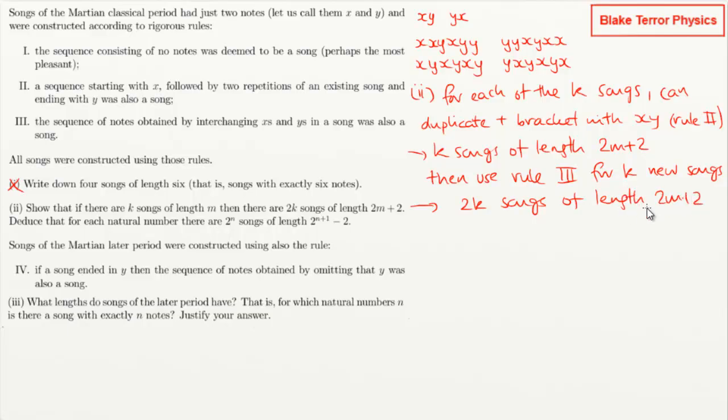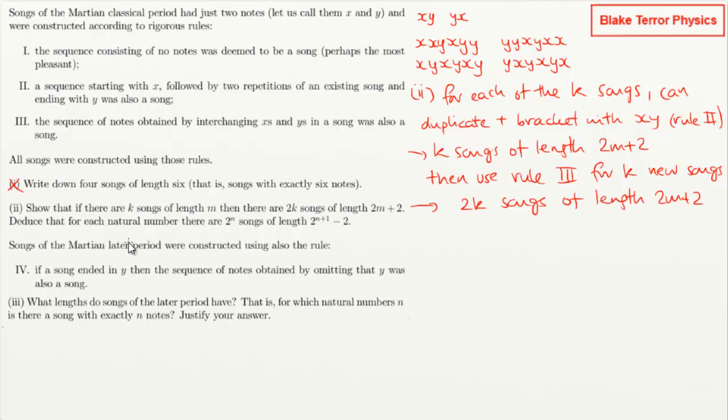Because then you can't flip anything beforehand. If you did a rule 3 before you did a rule 2, it's just giving you the same set of songs, because if you've got the complete set of songs of length M, doing rule 3 isn't going to create anything new. So we don't have to worry about anything going in the other order. Right, so that's done that bit.